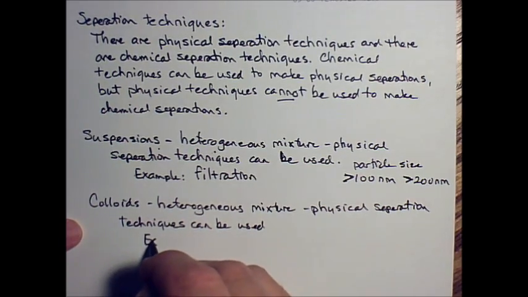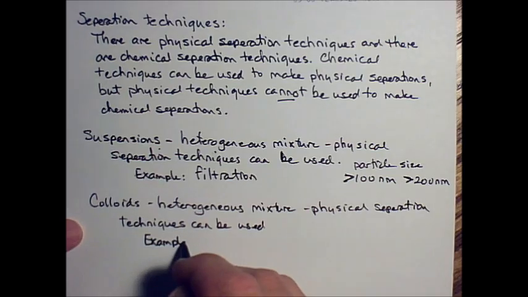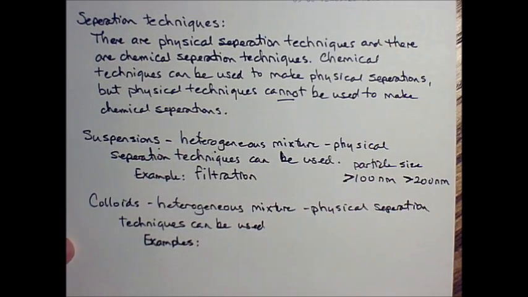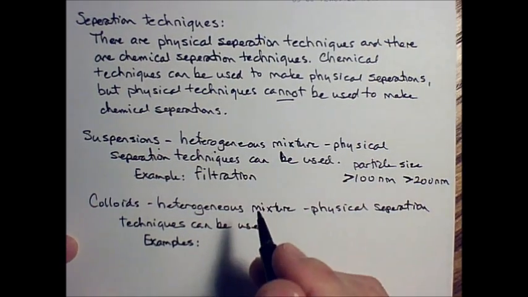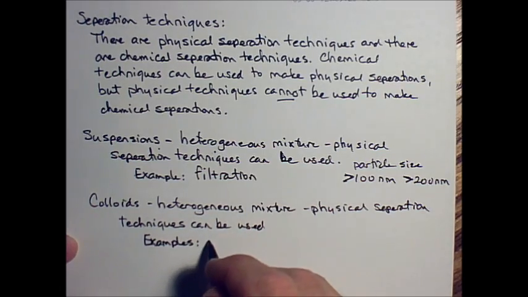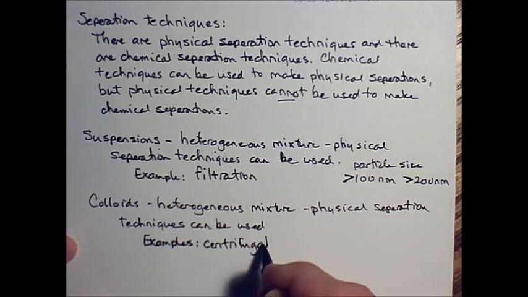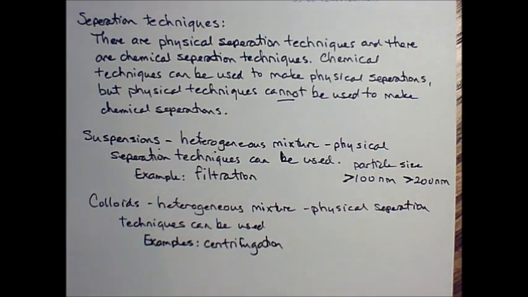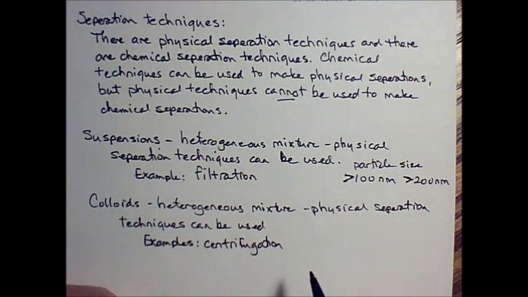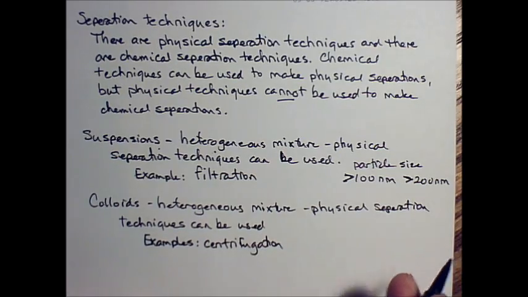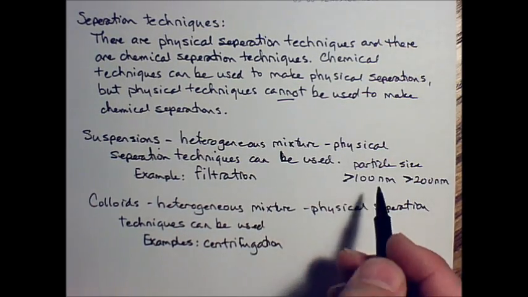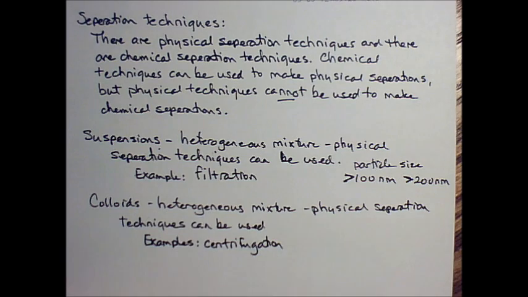Examples of some of these physical separation techniques include, and you used these in the last lab, centrifugation, using a centrifuge. That's the machine back there where you put the colloid in a tube and spun it at really high rates of speed. That's a centrifuge. Is that particle size for suspension? Yes, this is the particle size for suspension here.